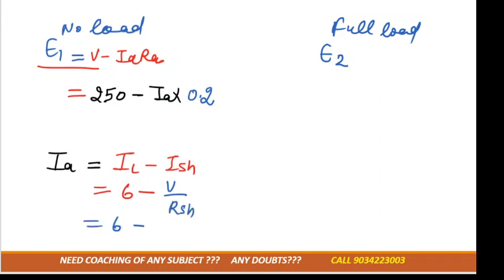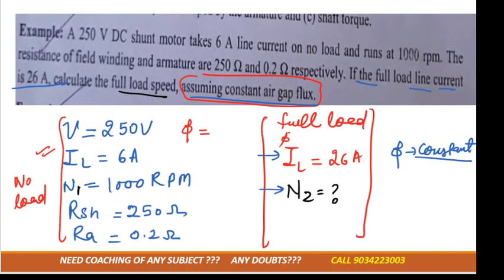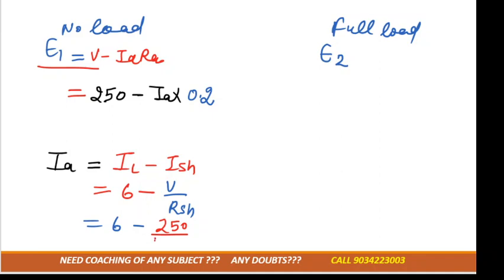So 6 minus voltage, we know, that is 250 volt, and RSH they have also mentioned, that is 250 ohm. So 250 by 250 is 1. So 6 minus 1 is 5. So the IA value will be 5. So 250 minus 5 into 0.2. From this we'll get the value of E1, correct or not?